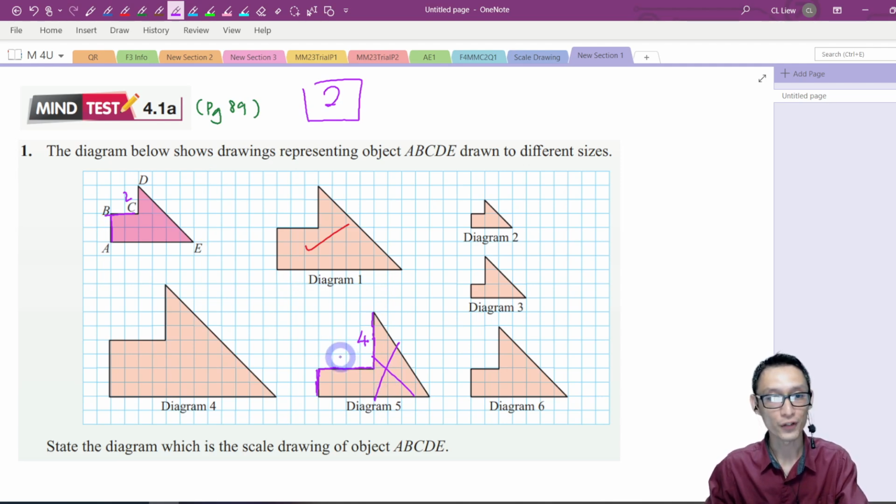If this is a scale drawing, for every side you take the length of the drawing divided by the length of the corresponding side of the object, and you always get the same number. So this is not a scale drawing. Okay, let me try one more. How about number 4?